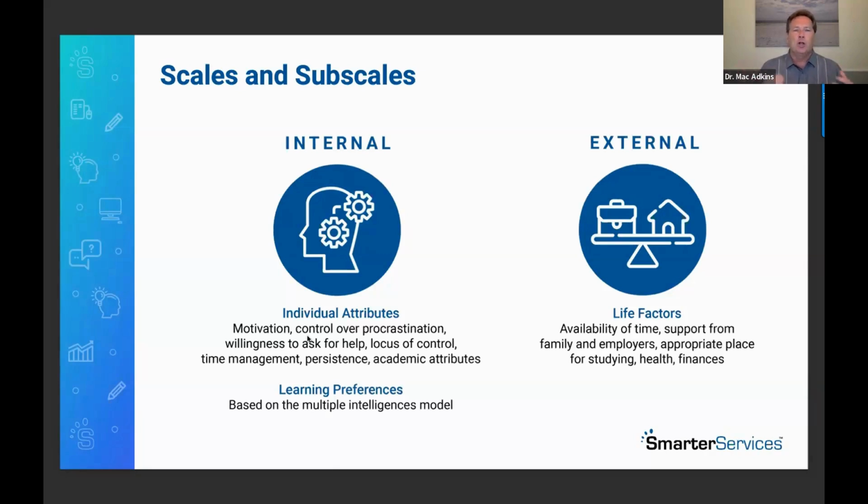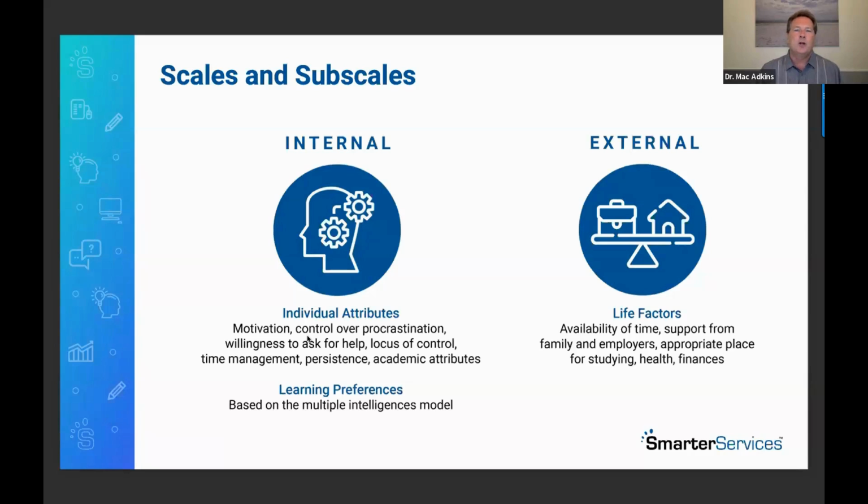So the SmarterMeasure Learning Readiness Indicator measures several different scales. The first scale that it measures we call individual attributes. Those are things like motivation, control over procrastination, willingness to ask for help, locus of control, things that kind of define the learner's learning personality. We also identify their dominant learning preference. You may call that a learning style. We use the multiple intelligences model. So that's whether they're visual, verbal, social, solitary, those things.